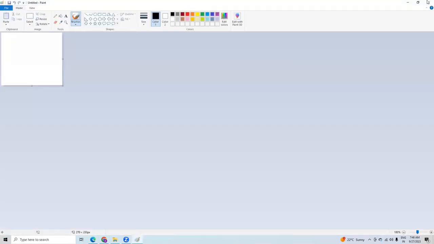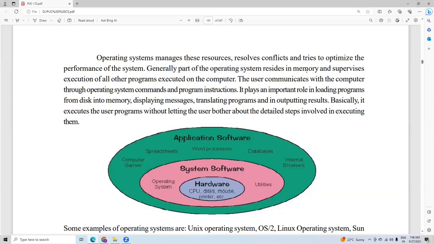Like this, you are not communicating with the hardware directly. That provision is not there. You have to communicate through the operating system to take all the services of the computer. That is only what you learn in computer courses.